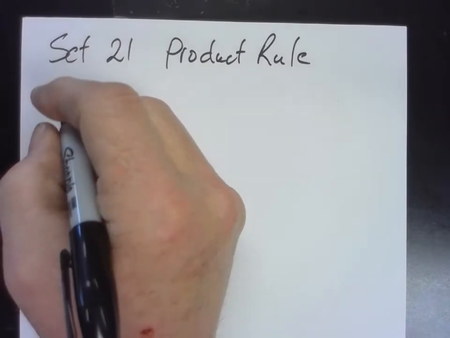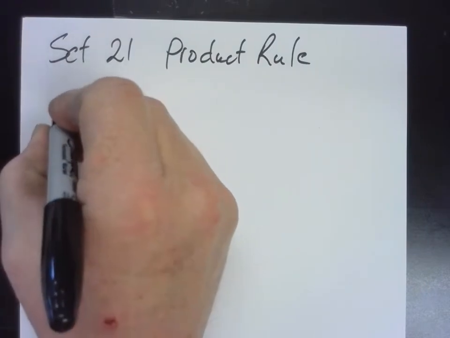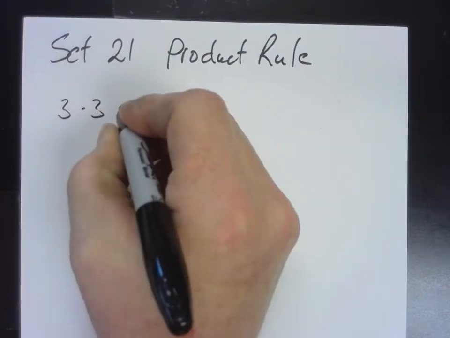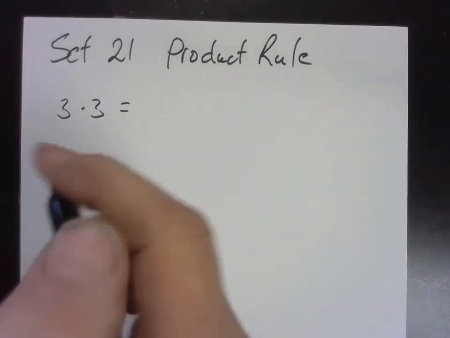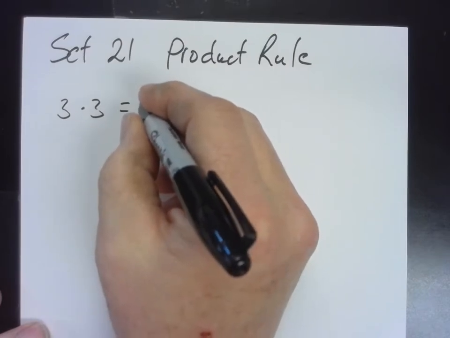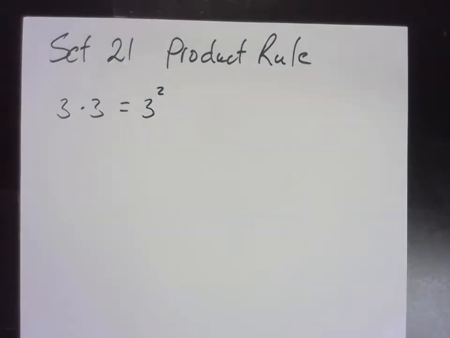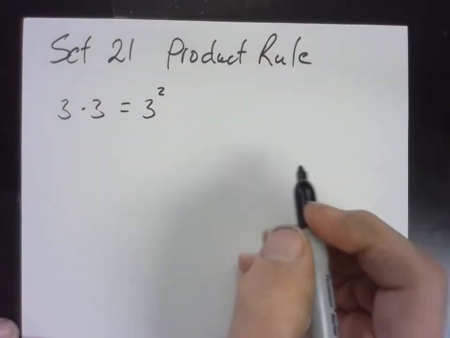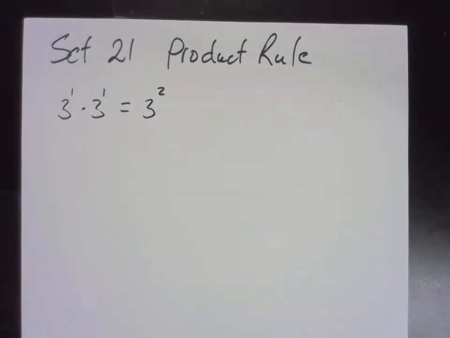Rather than talking about what do we do when we have variables, let's just start with numbers. Let's start with something really simple, like 3 times 3. Now, I know you all know 3 times 3 is 9, but can we write it with an exponent rather than saying 9? 3 squared. I don't know if you noticed there, but this has an exponent and this has an exponent, and you added them together when you multiplied.